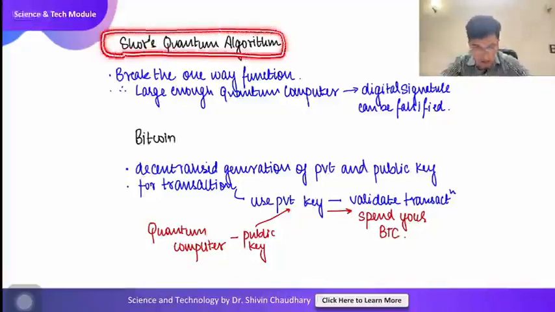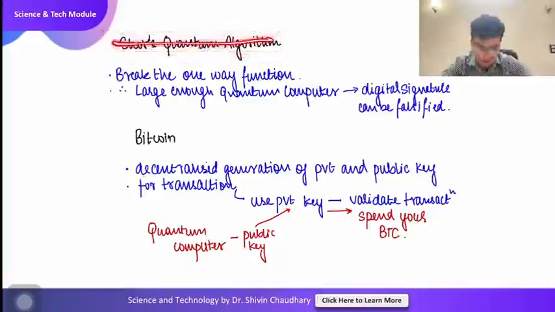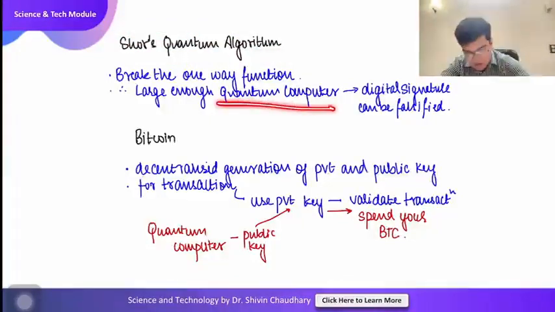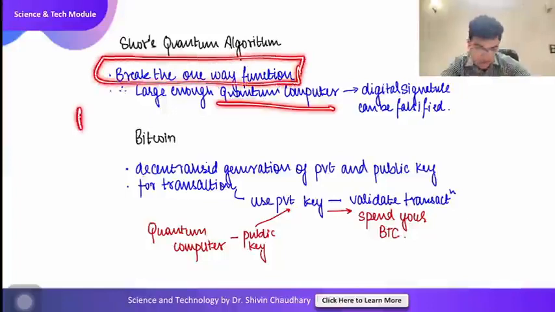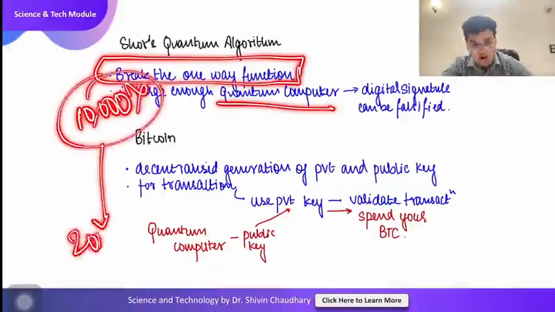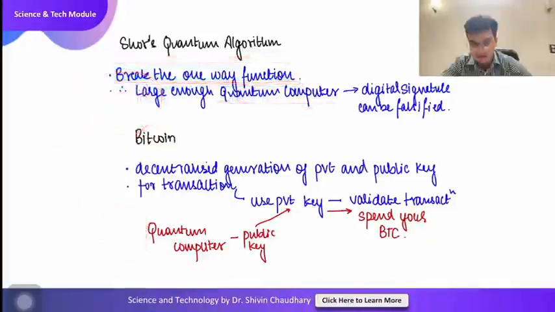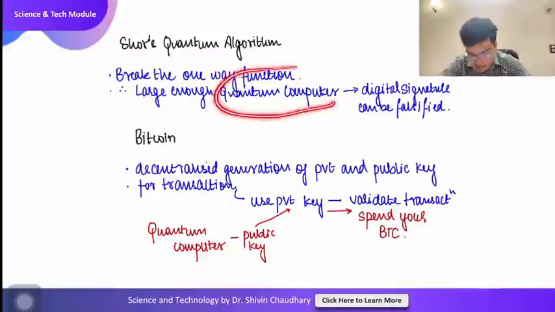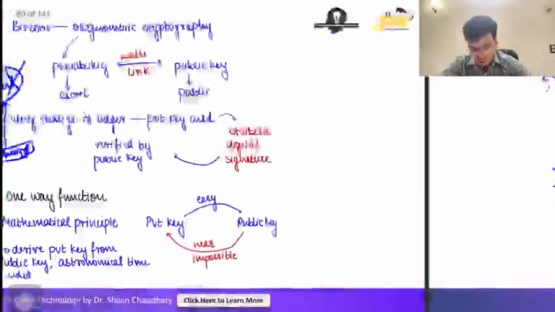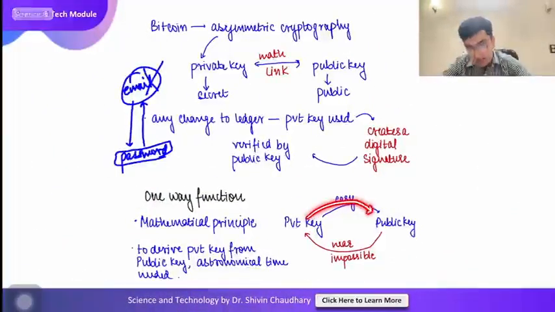Now Shor's quantum algorithm, this term you don't need to remember, but a quantum computer, a large enough quantum computer can break this one-way function, because it can do what a supercomputer takes 10,000 years to do in 200 seconds. Right? So a large enough, powerful enough quantum computer can break this idea of going only from private to public and not the way back.